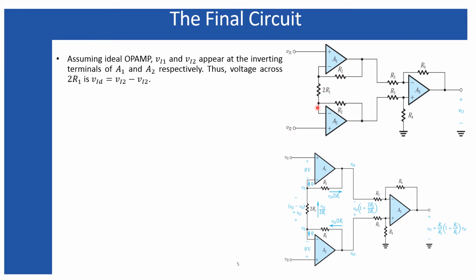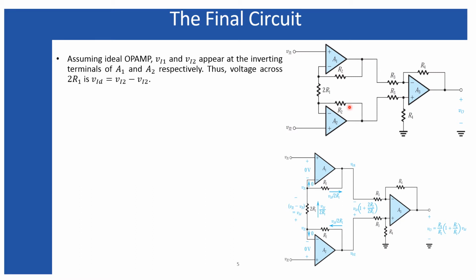And as we know, for an ideal operational amplifier, no current can enter into the device, into the operational amplifiers A1 and A2. So that current, VID divided by 2R1, should flow through this R2 and this R2. So by multiplying this R2 with that current, VID divided by 2R1, we can easily obtain the potential across these resistances.